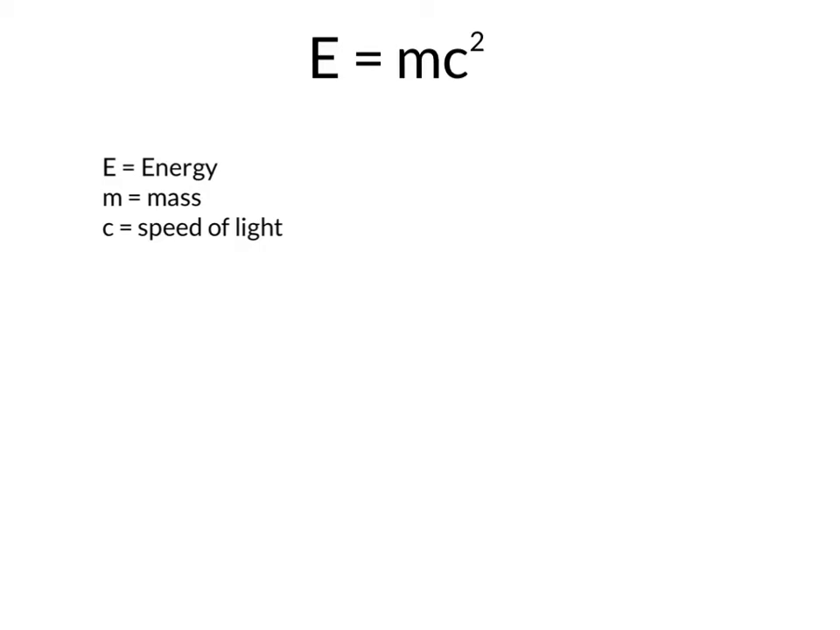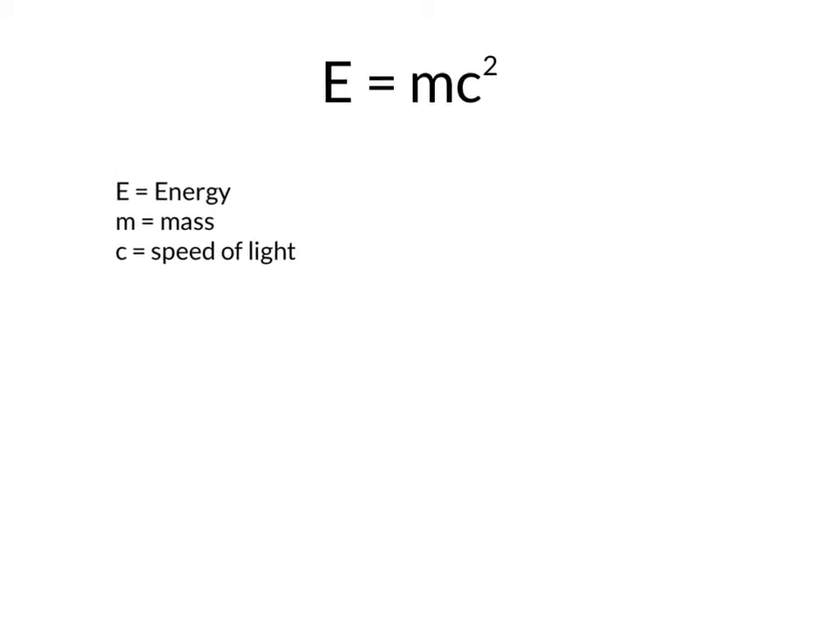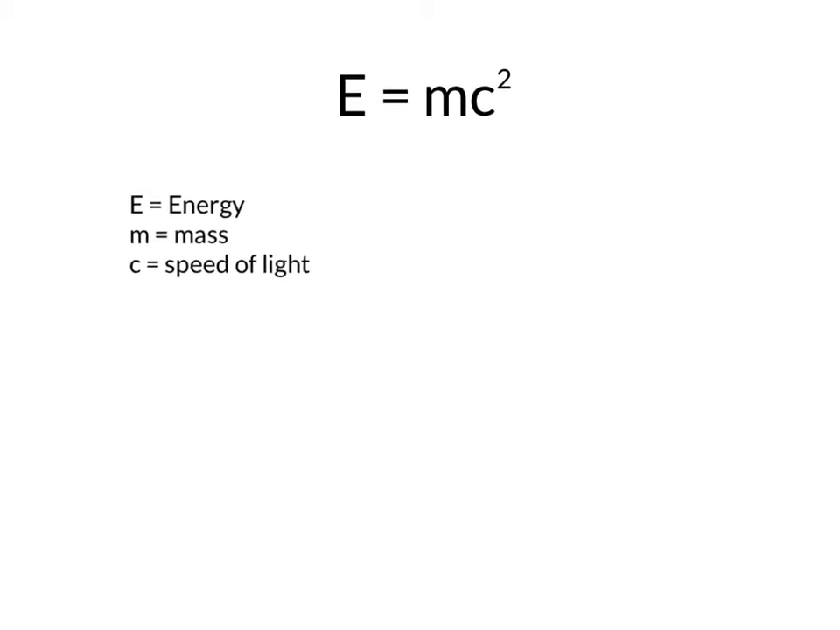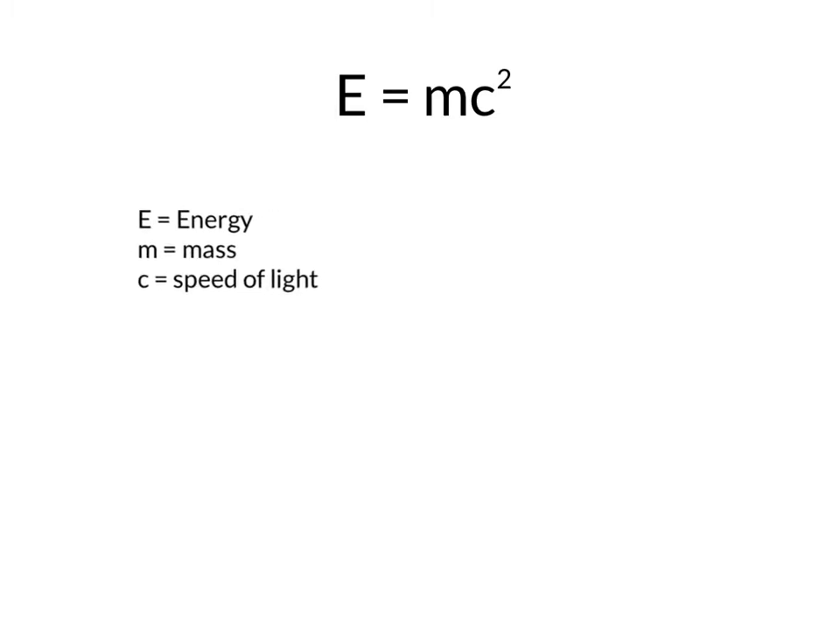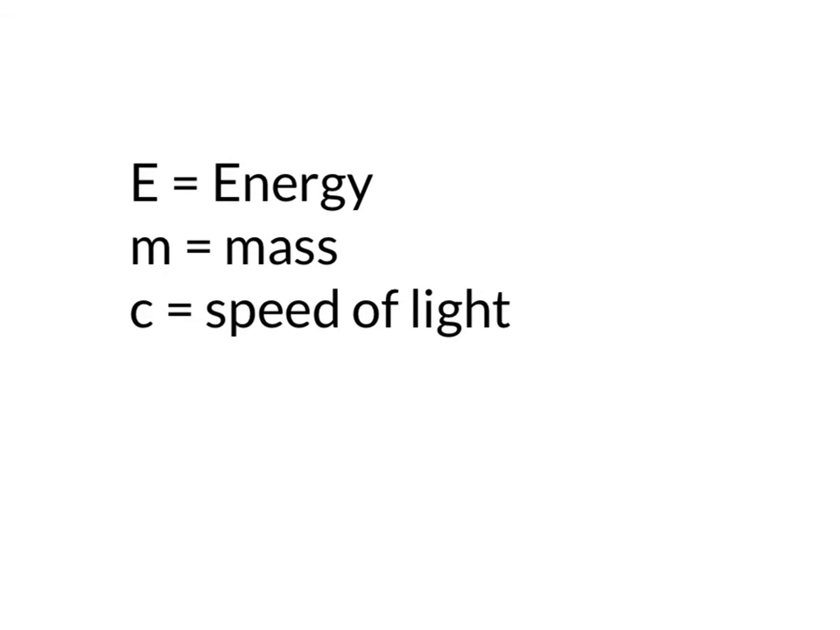In a minute, we're going to have a look at a sample calculation using this formula. But before we do, I think it's important to have a look at what the different units that we're going to put in here are. So we're going to be using the standard units like with most physics equations. So energy will be measured in joules. Mass is going to be measured in kilograms. And the speed of light is going to be measured in meters per second.